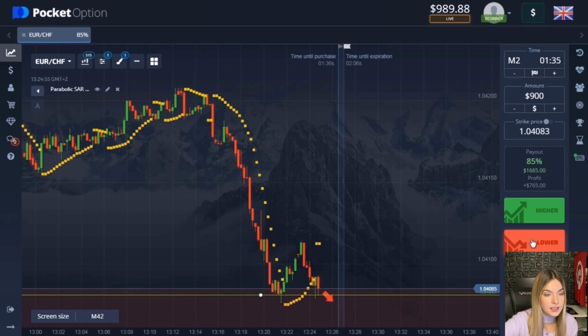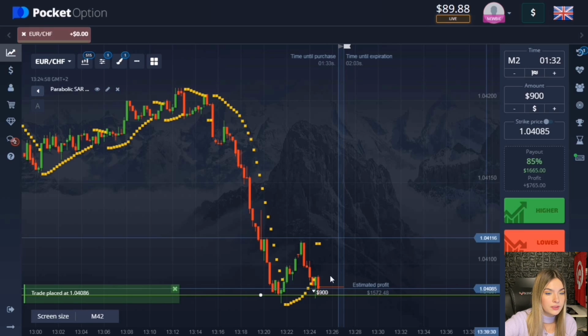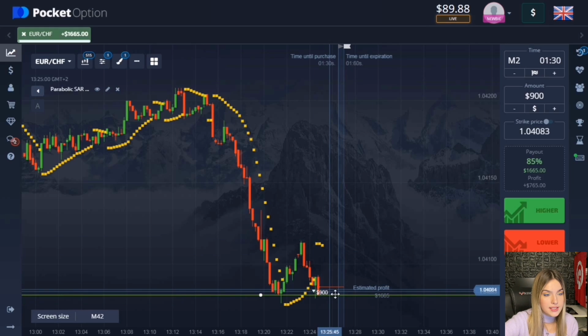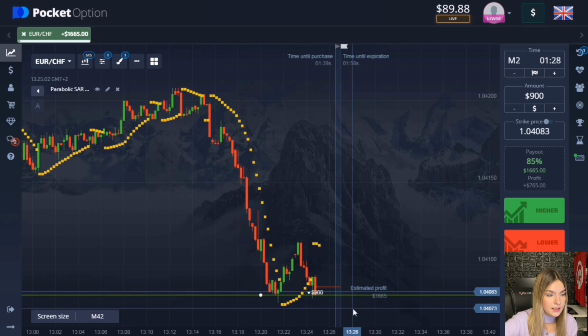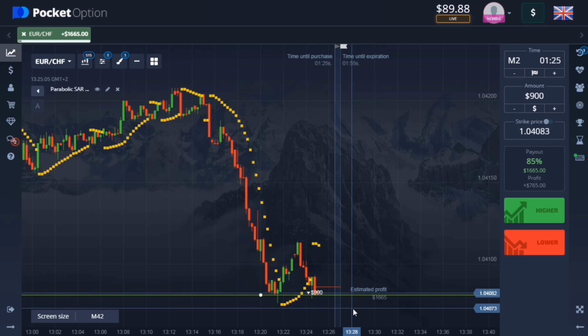I think that in the near future the price will break through this level and continue to move down, since the price here also has a good potential for a decline. So friends, let's wait for the end of our deal.